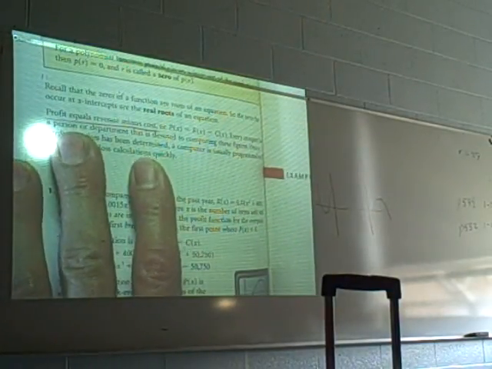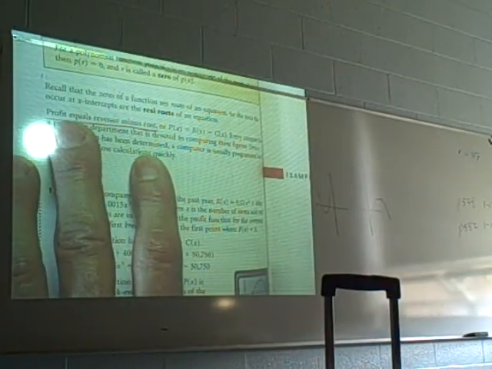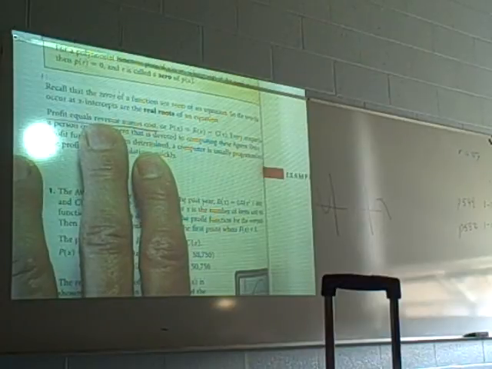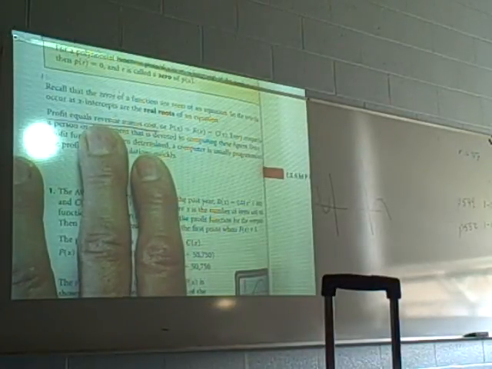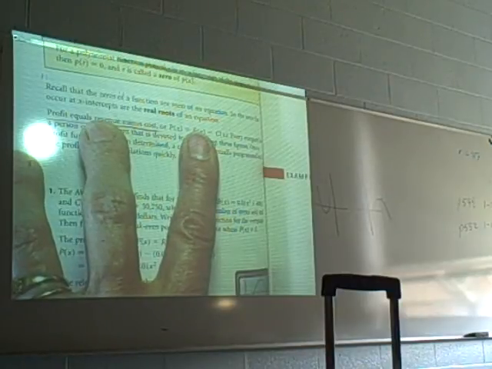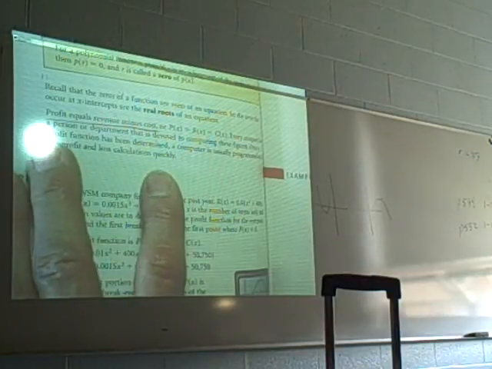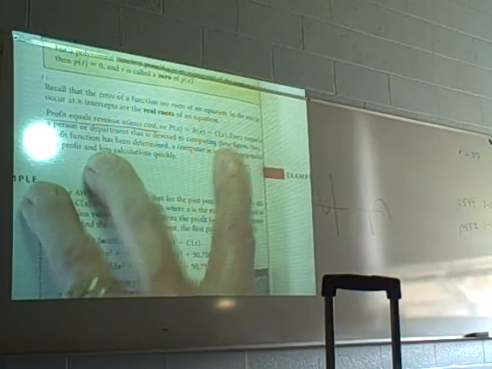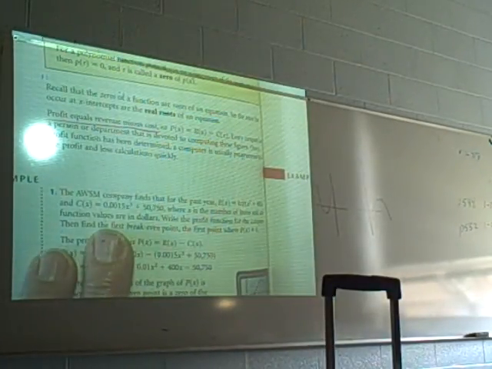Would you agree with this statement? That profit equals revenue, how much you take in, your revenue, minus your cost. Yeah. Okay, that makes sense. All right, so every company has a person that's devoted to computing these figures.